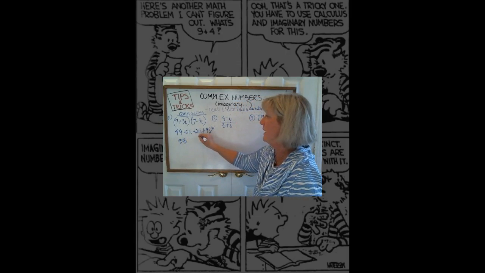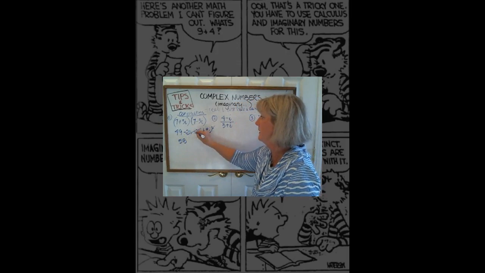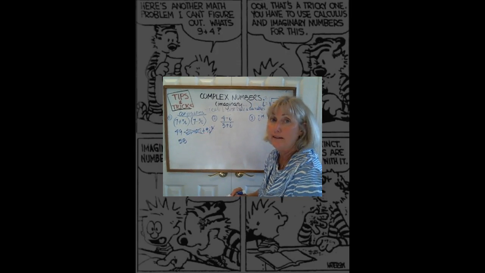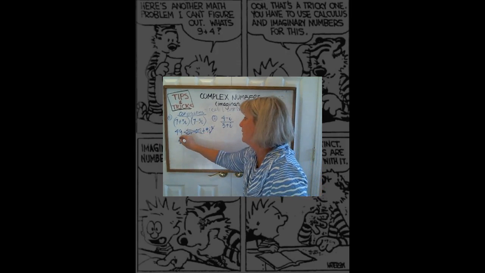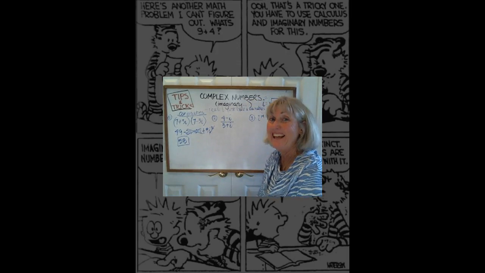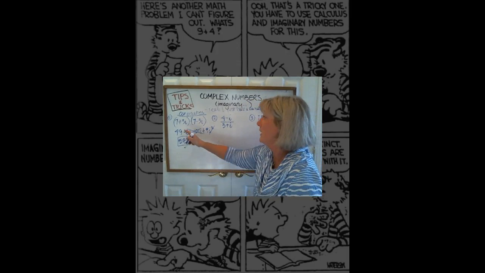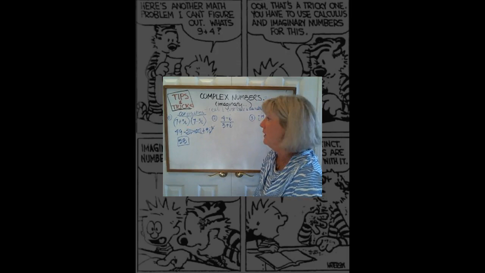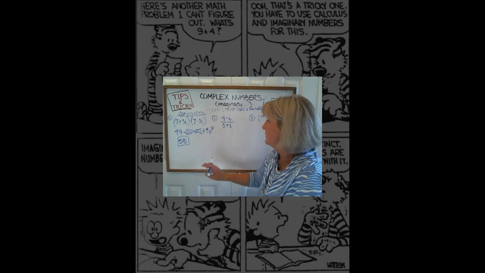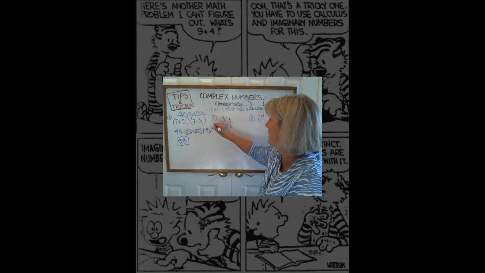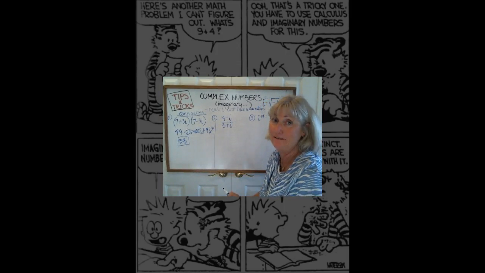And plus 21i and minus 21i add to 0, so they're eliminated. So our final answer is just 58. The shortcut would just be 7 squared plus 3 squared, or 49 plus 9. So that's very important when it comes to dividing.